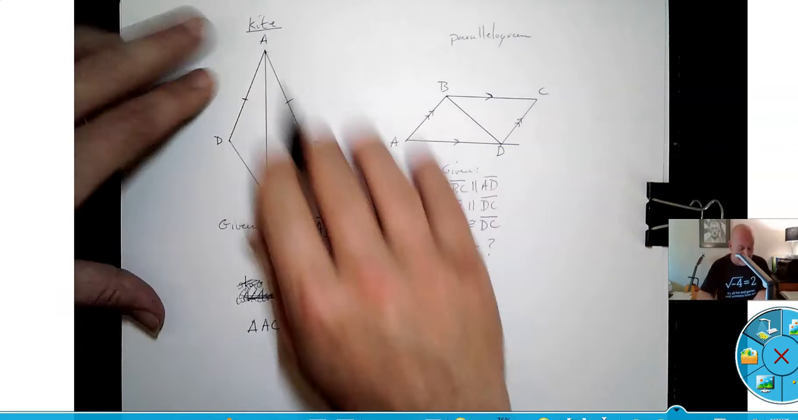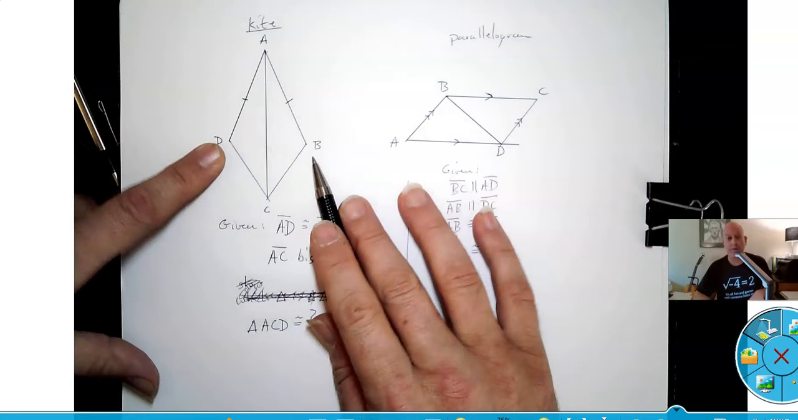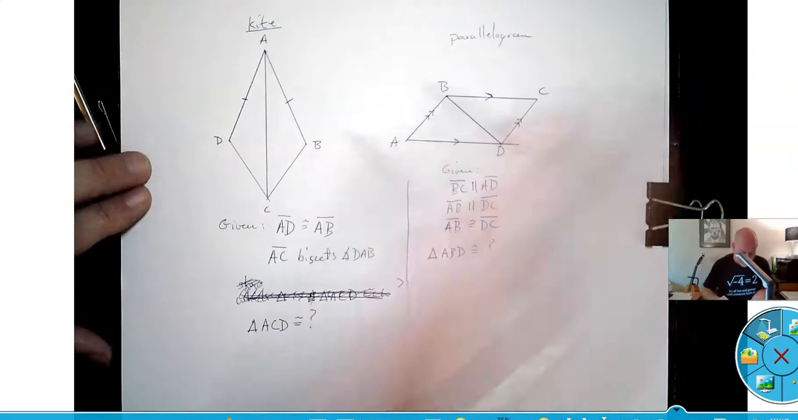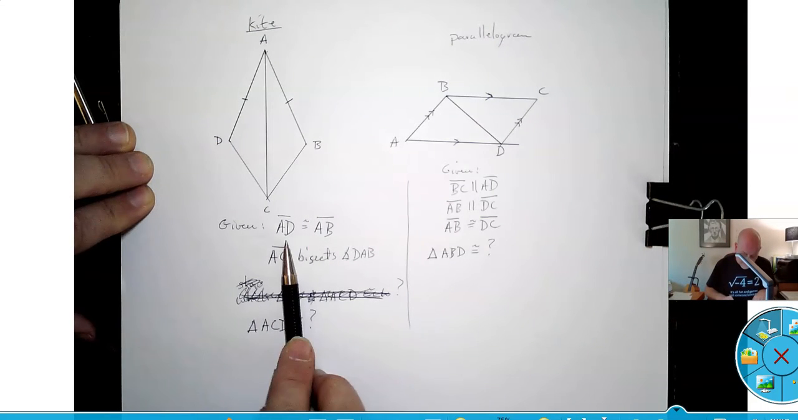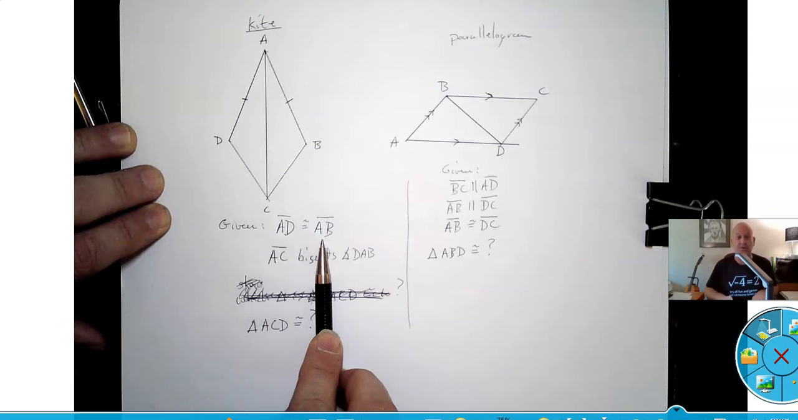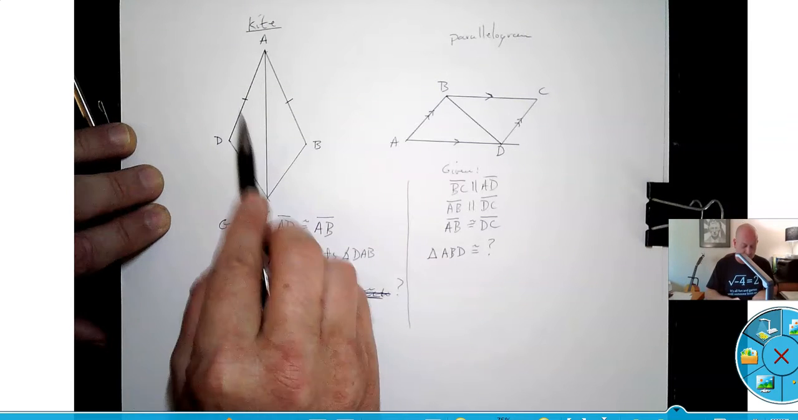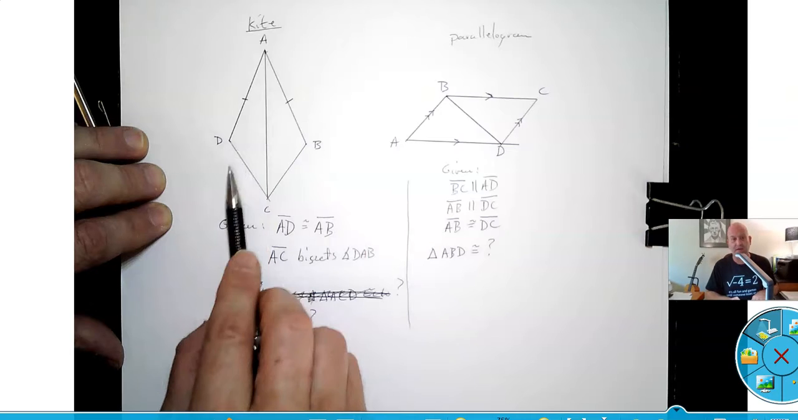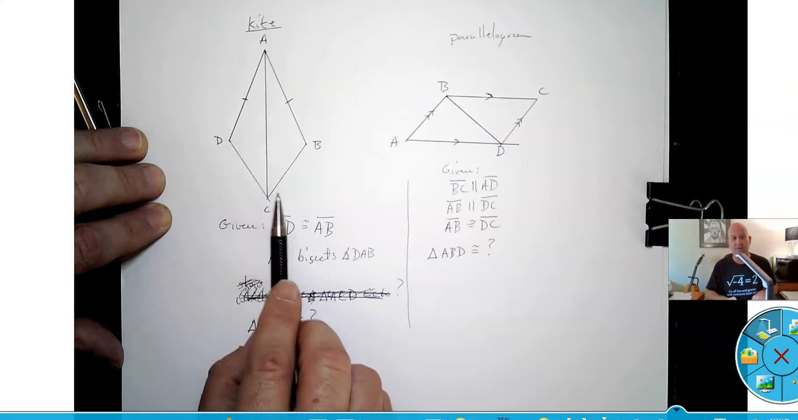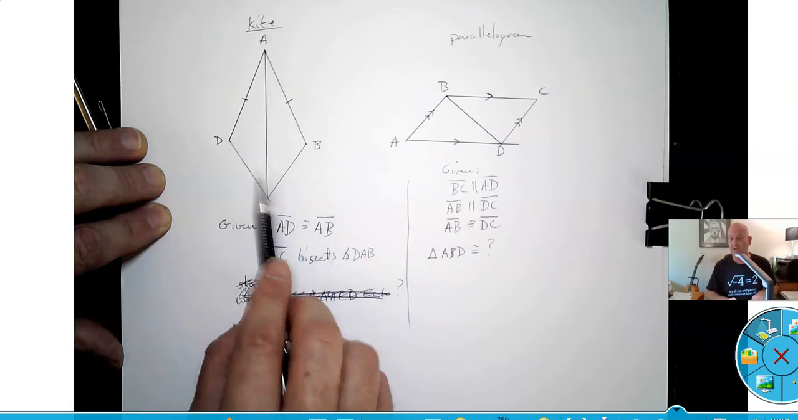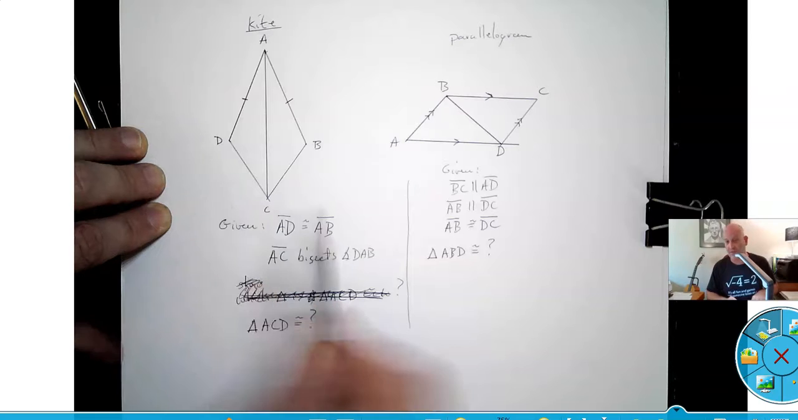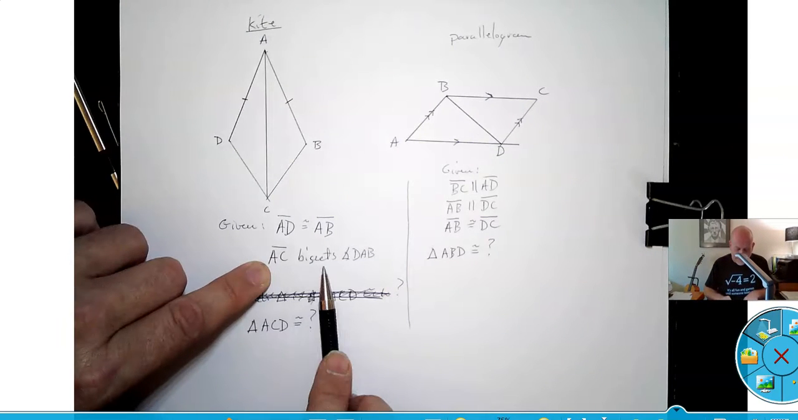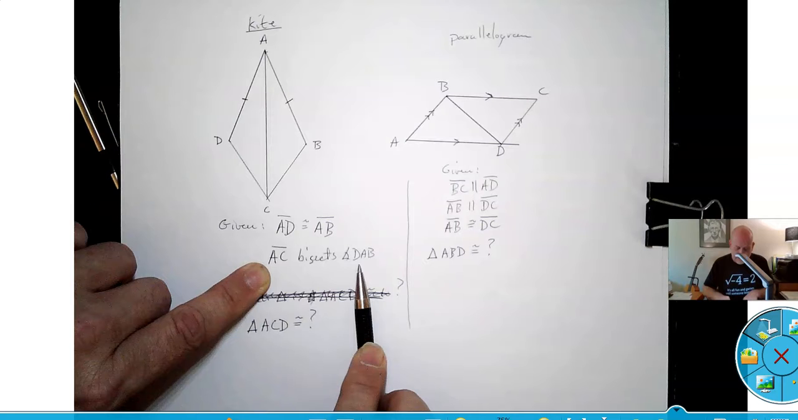Okay, so here's what we have. We have a kite, right? So we're told this is a kite. With the kite, we have AD is congruent to AB. Okay, so those two are congruent. What's not stated is that DC is also congruent to CB. These two sides are also congruent. I didn't mention it because it's actually not needed, but the other statement is that AC bisects DAB.